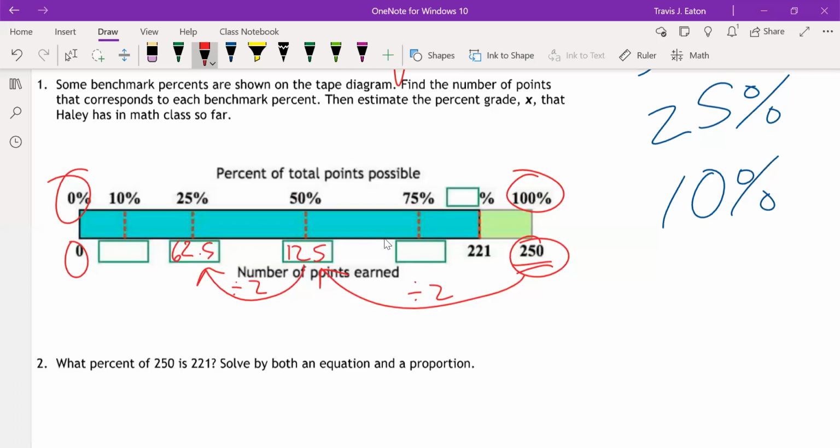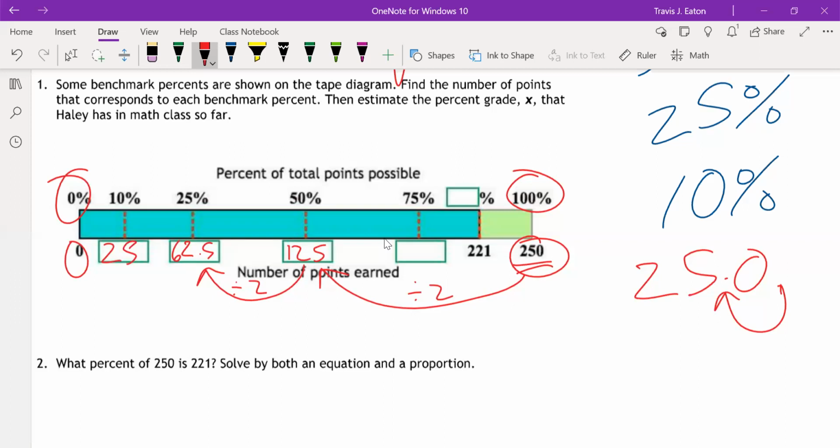Now, the other benchmark percent, 10, isn't so bad because with 10%, whatever number you've got there, like in this case, 250, if you put your decimal there, because that's where it belongs, to find 10% of something, all you have to do is divide by 10. And when you divide something by 10, all you're doing is moving your decimal point one place back. So 10% of 250 is 25. Those are easy benchmarks. Easy peasy.